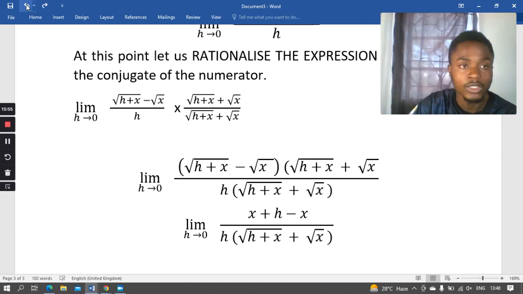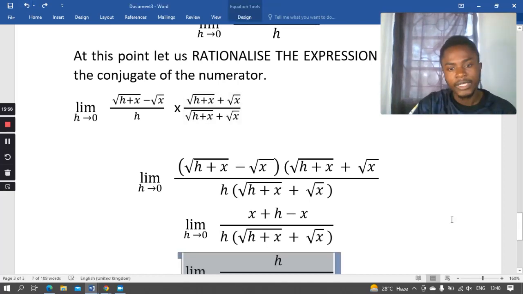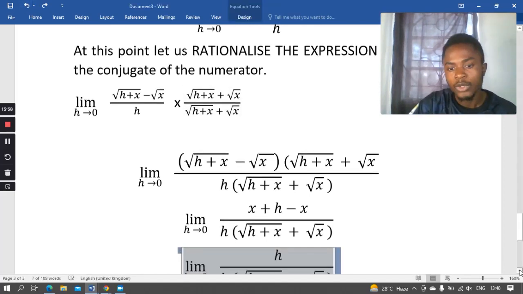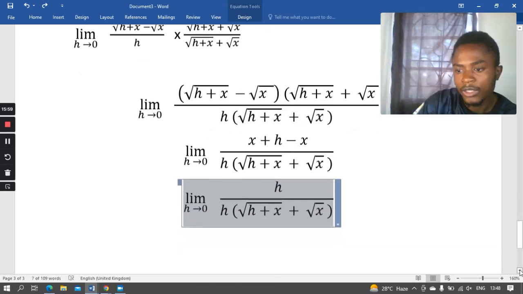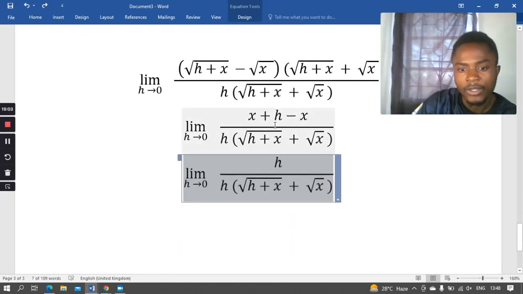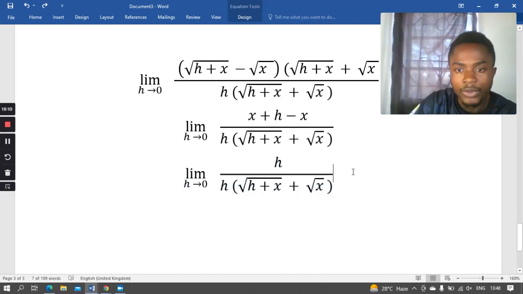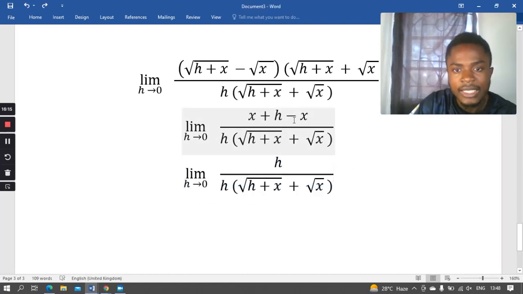From there, when you work out the numerator, you're going to have x plus h minus x. When you collect like terms, like I taught yesterday, this x and that x will go. It's more like 1 minus 1, so when you subtract, it will be 0. You are just remaining with the h.